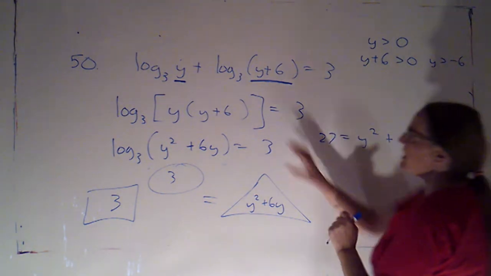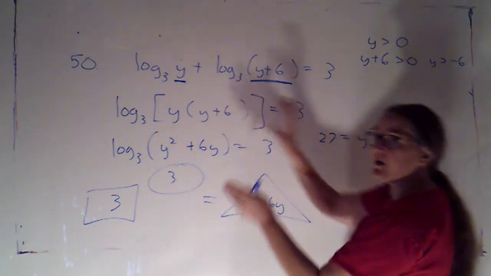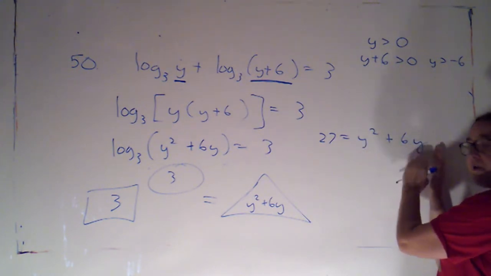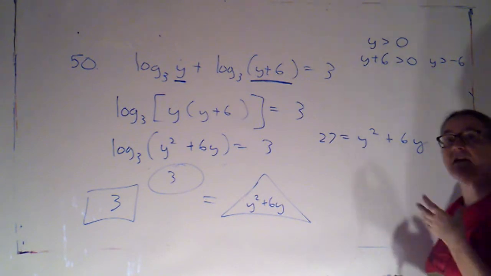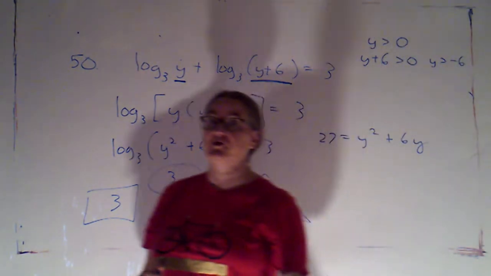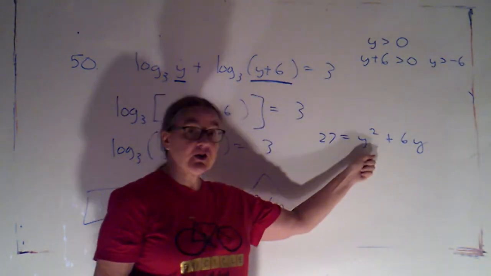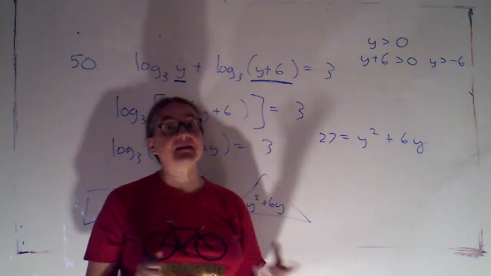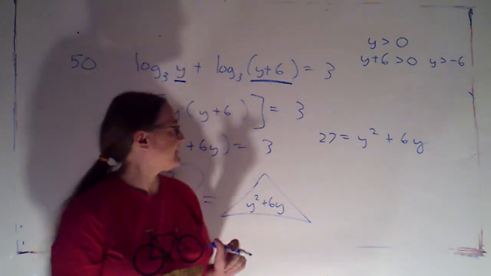Anything that's a solution to this will also be a solution to this. But it's possible that my quadratic equation here will have what we call extraneous solutions. That's numbers that make it true, but don't make the original equation true precisely because they violate those restrictions.